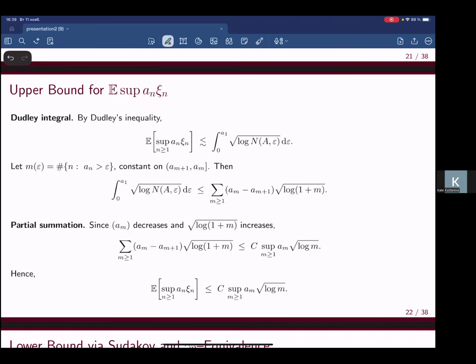And now, because the sequence a_m is decreasing and the function square root of the logarithm of 1 plus m is increasing, we can apply a partial summation argument. And this yields the estimate.